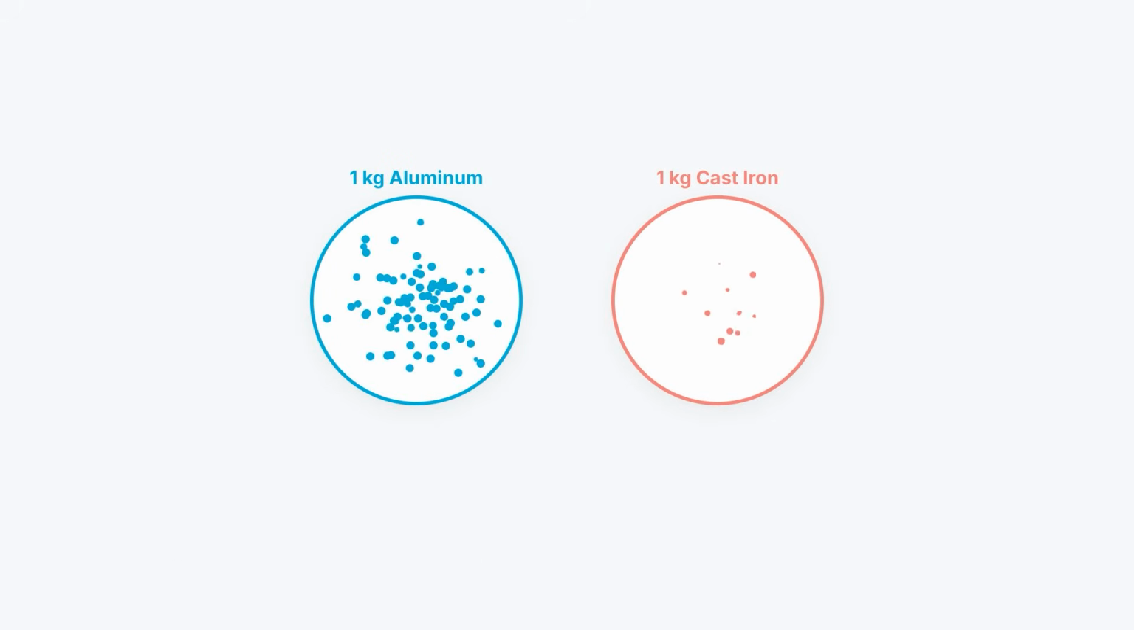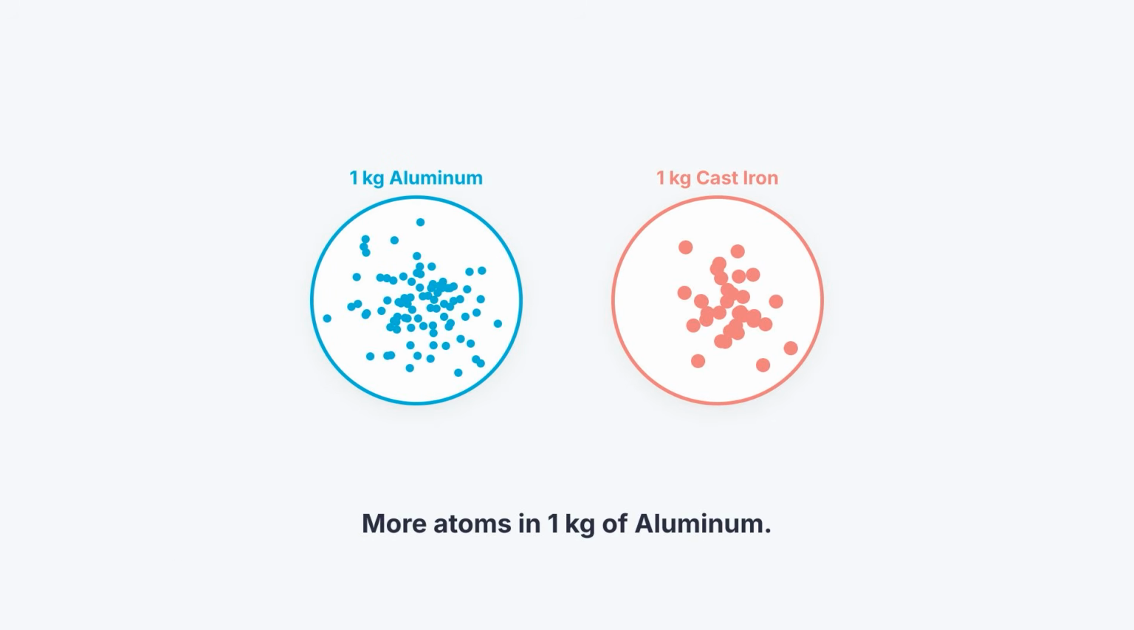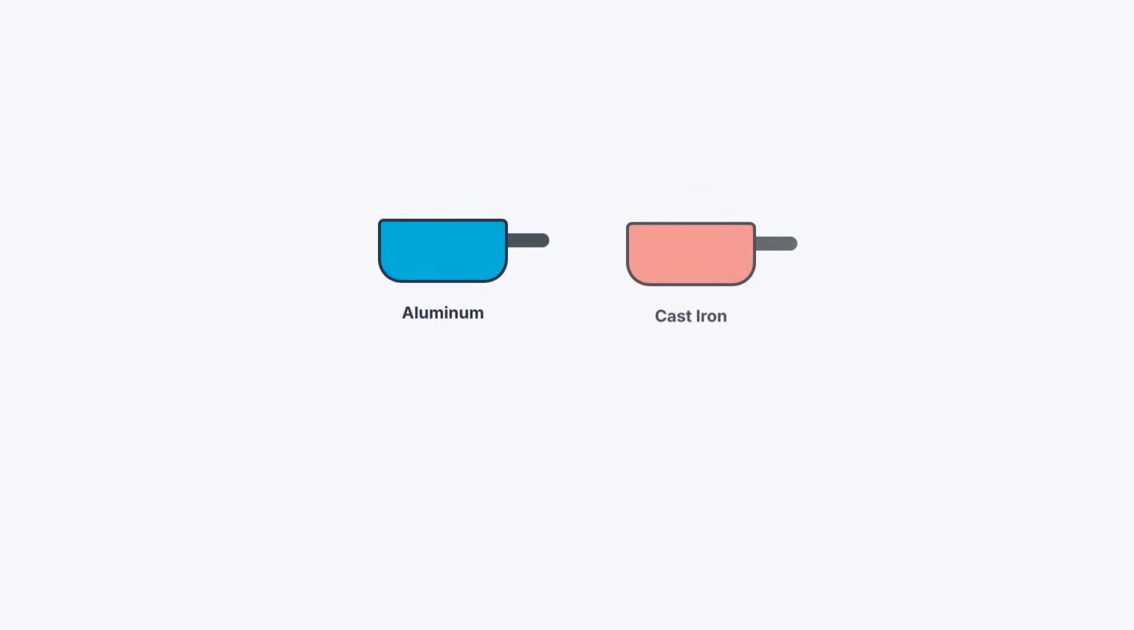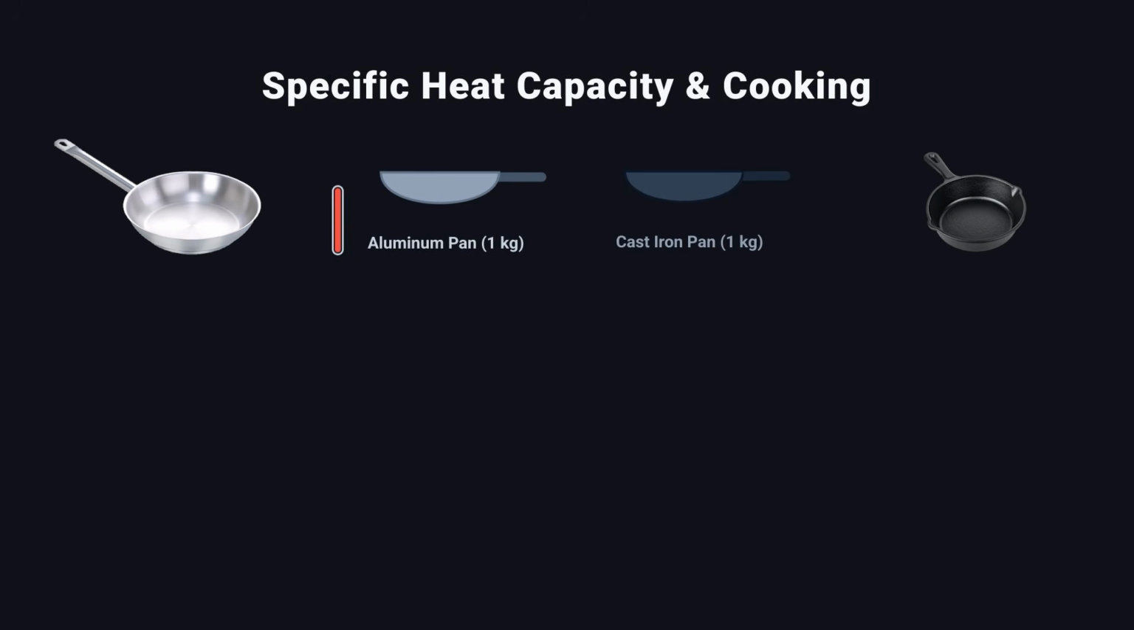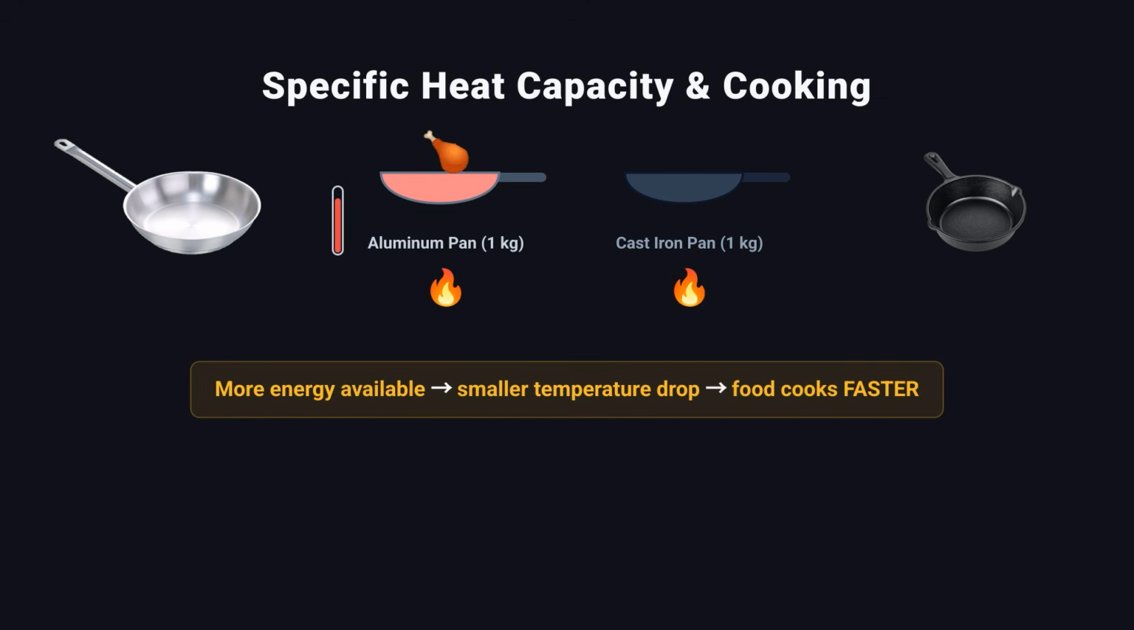Now, because there's way more aluminum atoms all moving and shaking in our kilogram of aluminum, it has more energy overall than the kilogram of iron, even though all the atoms in both materials are moving at the same average speed, i.e. they are at the same temperature. So because our 1 kilogram aluminum pan has a higher specific heat capacity and can hold on to more energy at the same temperature, it's going to transfer heat faster than our kilogram iron pan. And when a cold piece of chicken hits the aluminum pan, it's going to drop the temperature of the pan by less because it has more energy available to absorb that initial cold shock. Therefore, our food will cook faster.